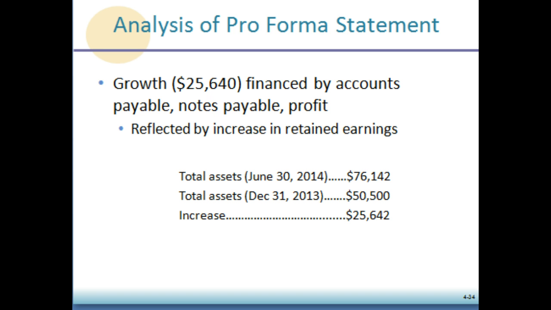So the analysis of the pro forma statement illustrates growth of $25,640 that was financed by accounts payable, notes payable, and profit, reflected by an increase in retained earnings.